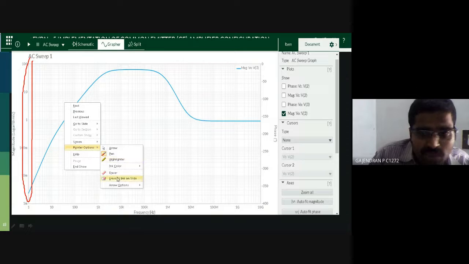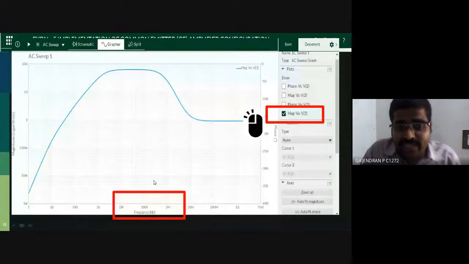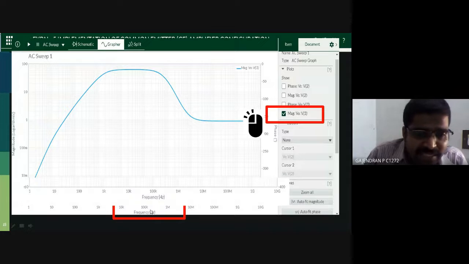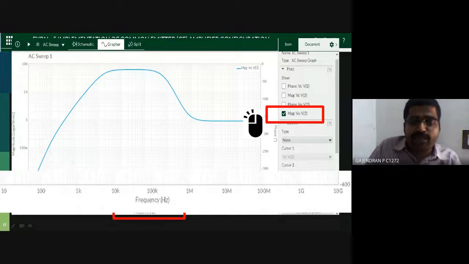I will show you that now. After selecting this, you will get this. Before that, can you read what quantity is present in the x-axis? What is the quantity present in the x-axis, sir? Frequency. What quantity is in the x-axis? I have zoomed in to show it. Read it out.